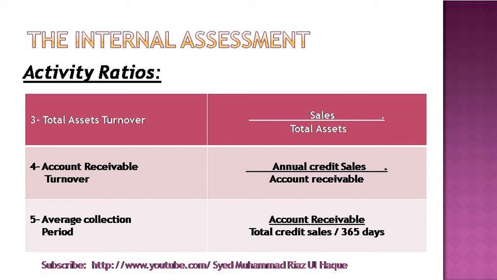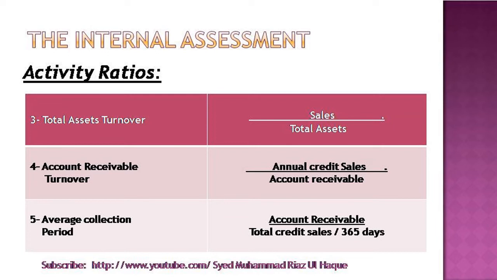So the next ratio in activity ratio, we have accounts receivable turnover. Accounts receivable turnover is equal to annual credit sales divided by accounts receivable, and it measures the average length of time it takes a firm to collect credit sales in percentage terms.